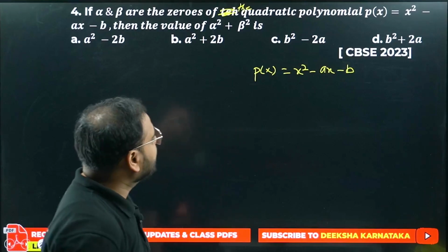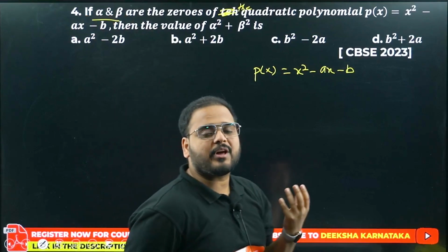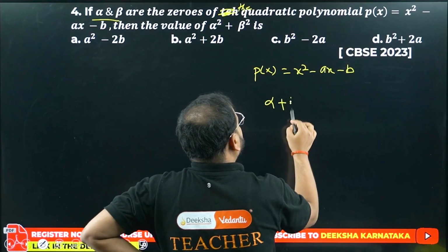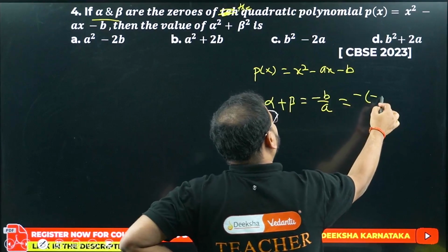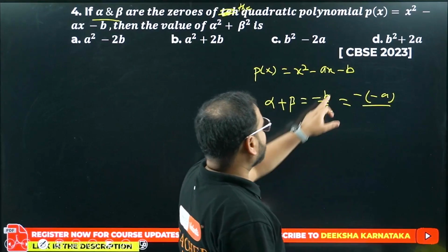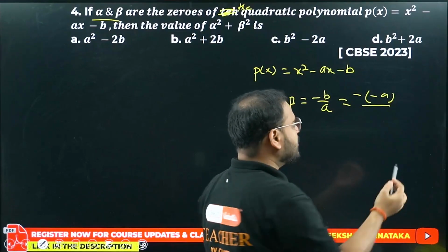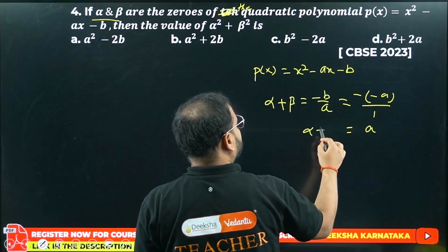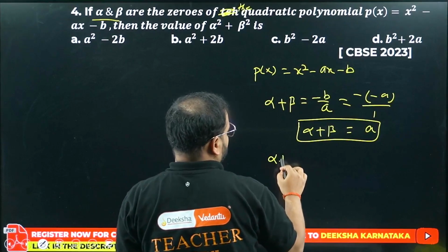Okay, how can we do that? So basically alpha and beta are what? Alpha and beta are the zeros. So what we can do about zeros, we can find the sum and the product. Let's do that. Sum will be what, bacha? Minus b by a. What is minus b? Minus of minus a. Sir, how come? B is what? The coefficient of the linear term. Linear term is what? X. Right? And what about a? A is the coefficient of the quadratic term. So simply here, how much it is? A. Okay. So my sum of the zeros is what? A, bacha.